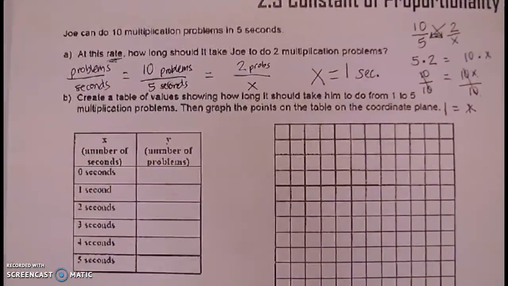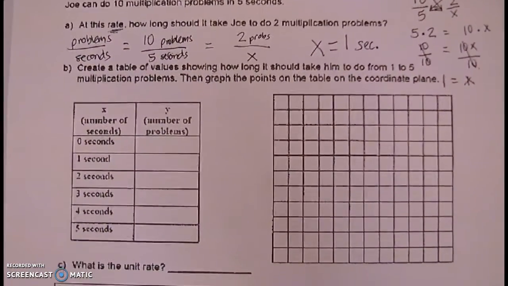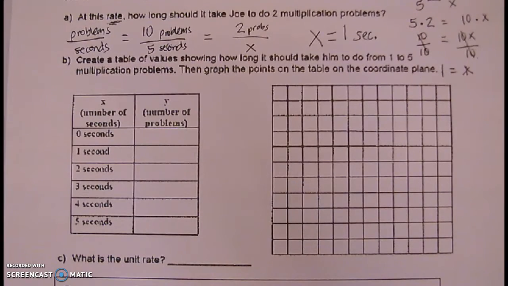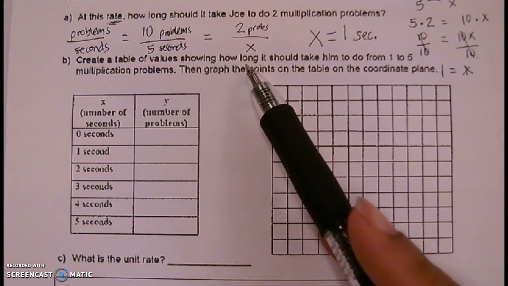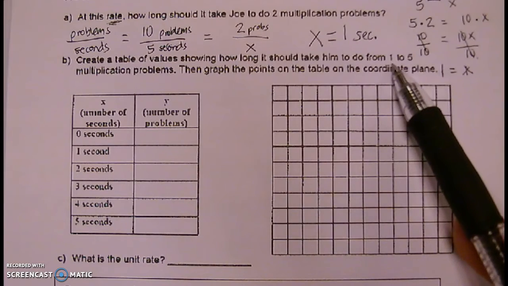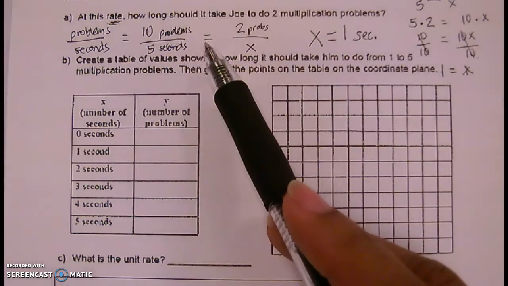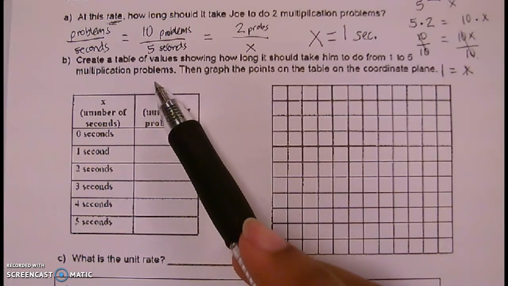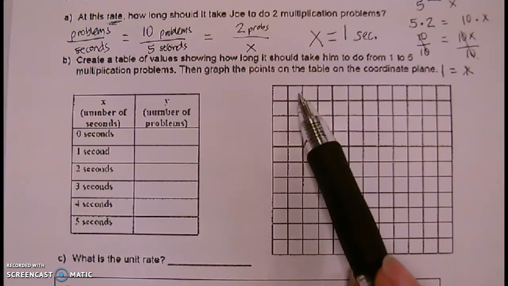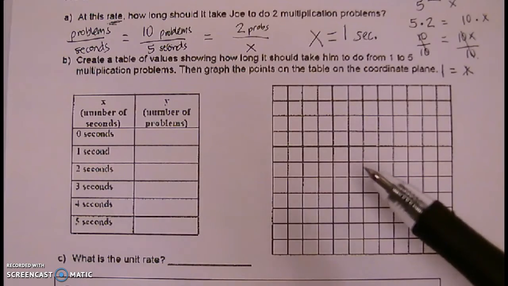Now let's go ahead and move to the next portion of this problem. It says to create a table of values showing how long it should take him to do from 1 to 5 multiplication problems based on the above. Then it says graph the points. So before we get to graphing, we need to fill out this table.